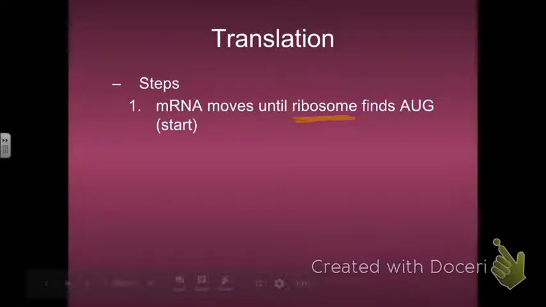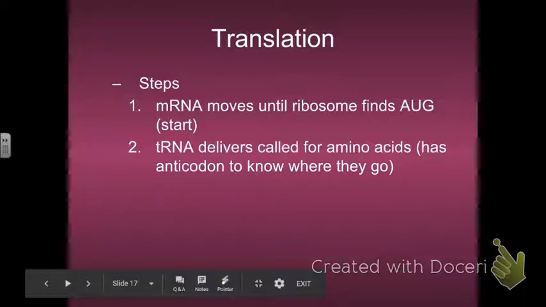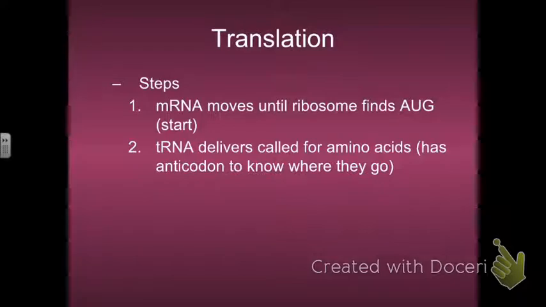It always is going to slide that messenger RNA in between the two halves of the ribosome. Remember, there's a large subunit and a small subunit. It slides until it finds the start codon, which is AUG. Every single time it starts with that codon. Then transfer RNA is going to deliver the amino acids, but they have the anticodon on them that tells them where their docks are. So it tells them when they can join up and add their amino acid. So that anticodon and codon pairing would end up happening.